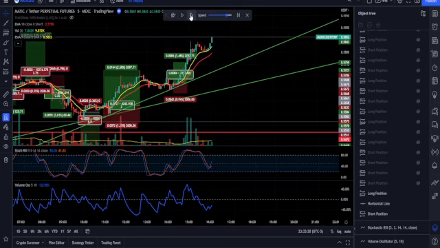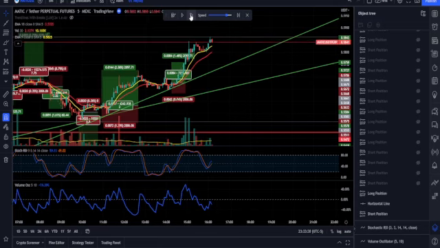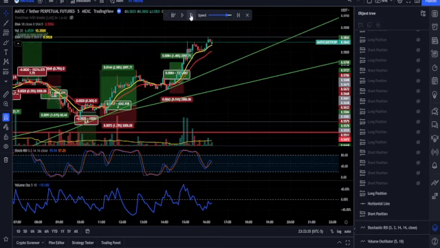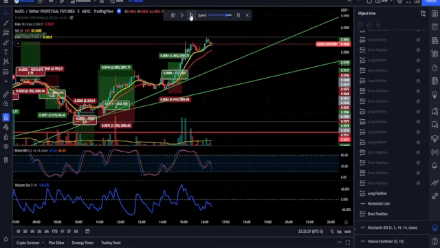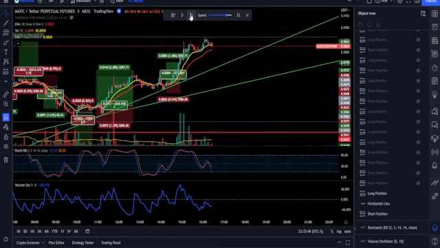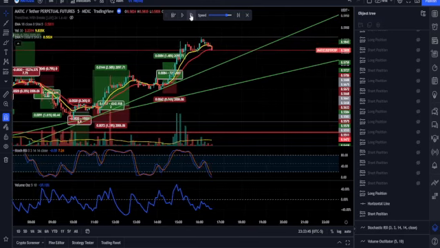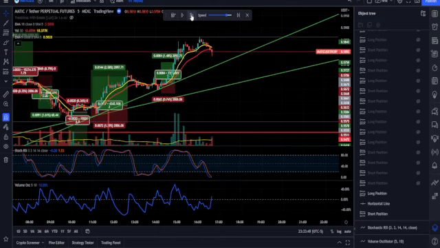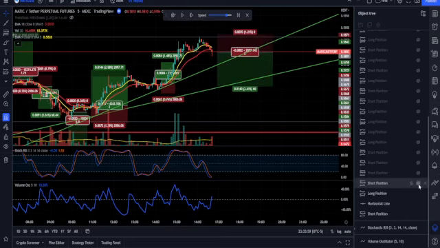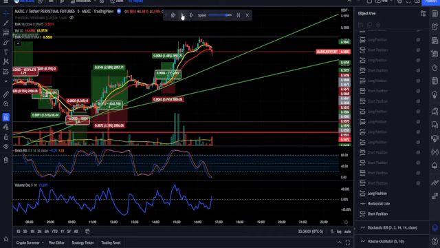So, going up. Alright. Down. Down. Alright. Okay, now we've got a lower low. So, I'm looking for a high to put a trend on. I do believe. Yep. Most likely.